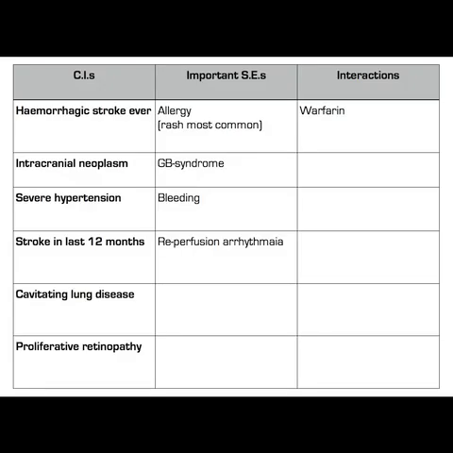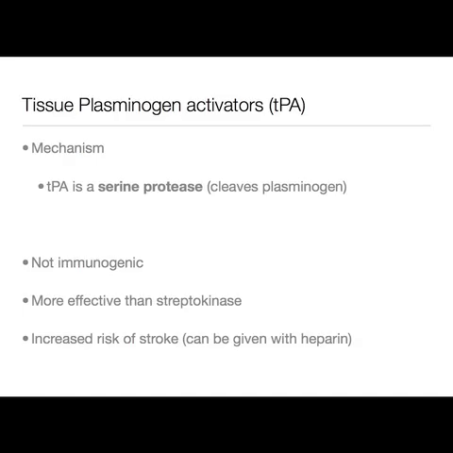In terms of the adverse profile, there's a number of contraindications for administering streptokinase. These include having ever had a hemorrhagic stroke, having an intracranial neoplasm, having severe hypertension, having had any type of stroke in the last 12 months, having cavitating lung disease, and finally proliferative retinopathy, as this will increase the risk of bleeding. The other group of thrombolytics that you need to be aware of are the tissue plasminogen activators.